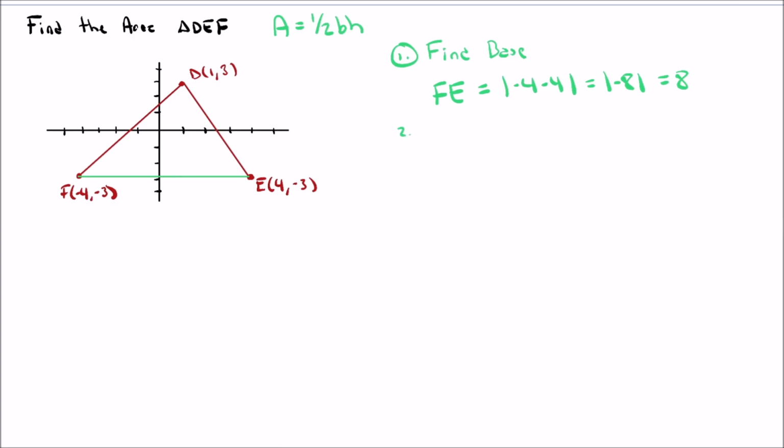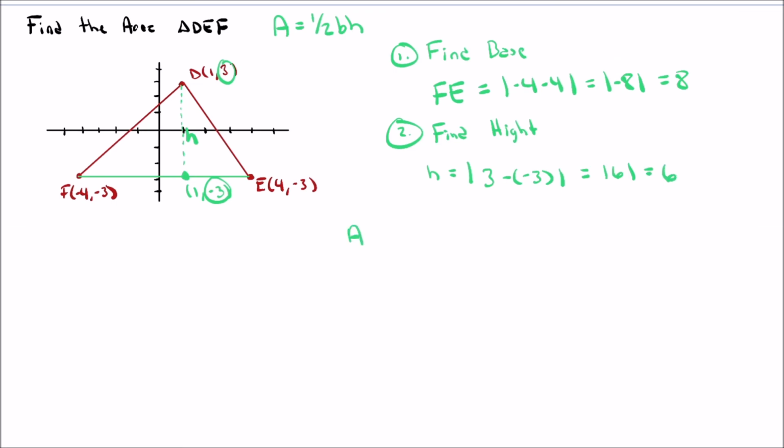Next, step number 2, we need to find the height of the triangle. And to do that might be a little bit more complicated, but imagine drawing down a dotted line here, and it's going to intersect right there, right? Perpendicularly. So that intersected point is now 1, -3. So our height, h, is going to be equal to the absolute value of a 3 minus a -3, which is of course equal to a +6. And the absolute value of a +6 is 6.